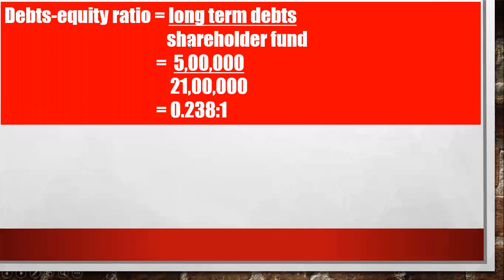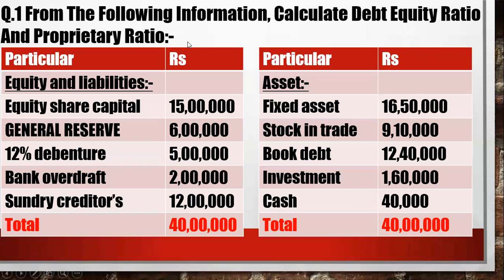Okay. So we'll see the next formula. Next formula is proprietary ratio. So here you have to take proprietary ratio. What is the formula for proprietary ratio? Shareholders fund upon total asset.